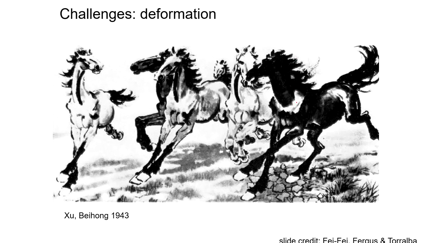Object deformation means, let's say, when horses are running, the body shape of the horse will be different in every frame of the sequence. How can we ensure that the computer understands that this is the type of object that belongs to the horse when the horse is running?